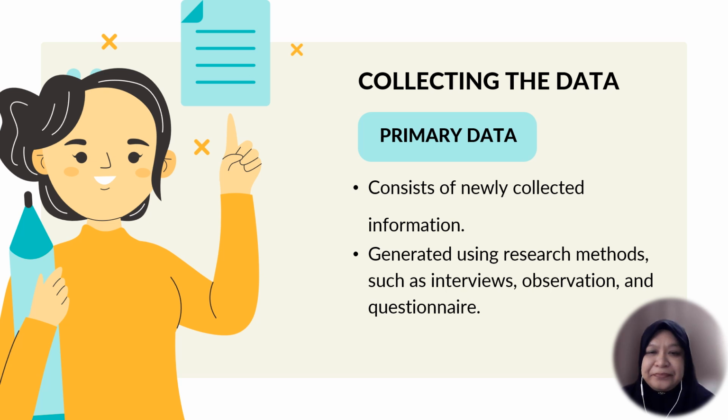And we have primary data. Primary data consists of newly collected information, meaning that you are the person who will collect the data. The information is generated using research methods such as interviews, observation, and also questionnaires. So for your assignment, you have to use both the secondary data and also the primary data.